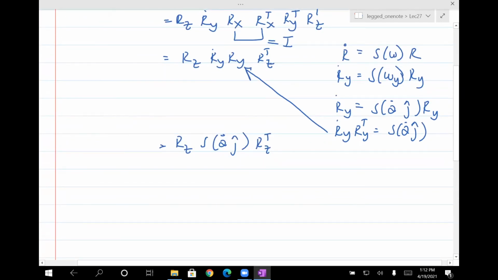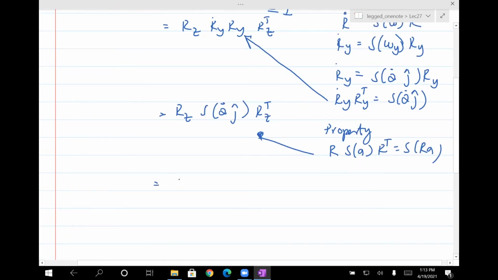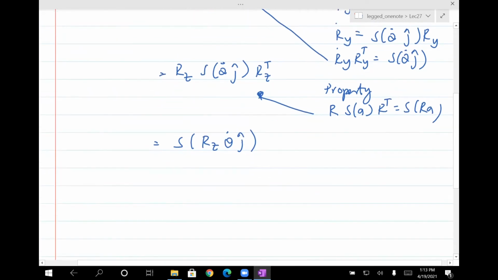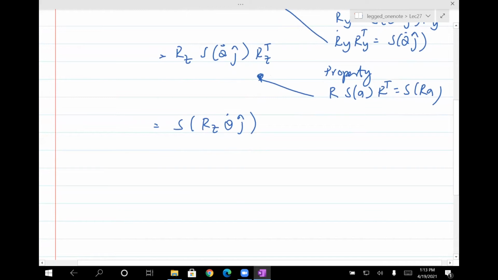Now there's another property which I wrote down earlier, and that property is that if you have rotational matrix R, then R of S of A times R transpose is simply S of RA. Okay, and so you got to use it here. So you can see it's exactly of the same form. So we write this as S of Rz times theta dot J, right? Because Rz is R here, and then we just have to put that in. So S goes with Rz, theta dot goes inside. And so this is the simplification for the second term.